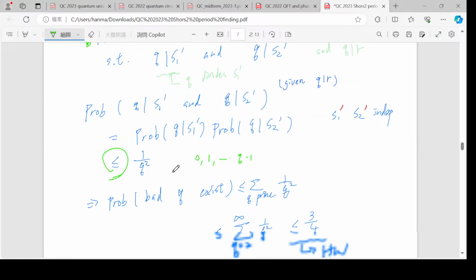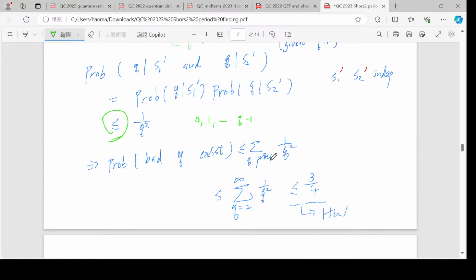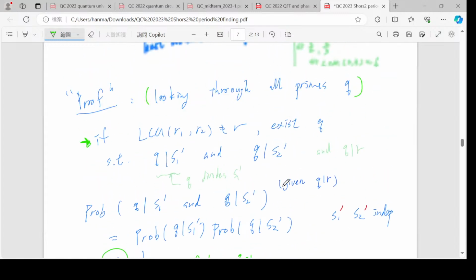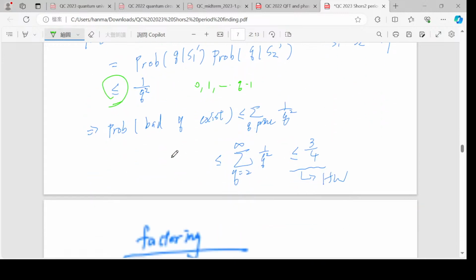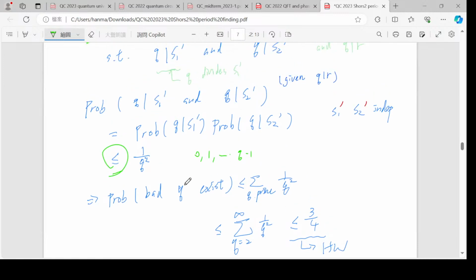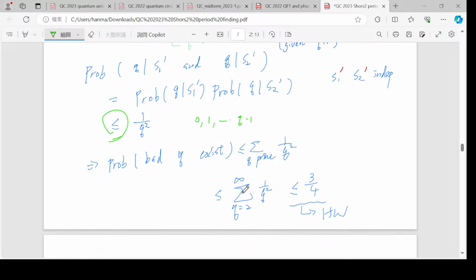And then the probability that a bad Q exists. Now finally, this is for a fixed Q, and we need to go through all possible primes, and then we just do a union bound. So we sum over all possible primes this base probability. So you sum over Q prime of 1 over Q squared, and then this is less than or equal to the sum over everything of 1 over Q squared, so you don't even need the Q prime here.